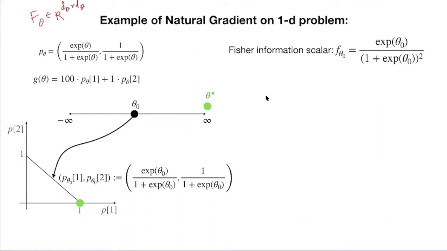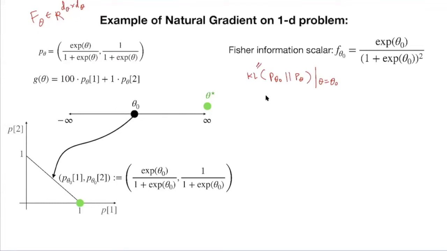I've already computed this Fisher information scalar for you. So the Fisher information scalar at theta 0 is just this quantity. Again, what's the Fisher information scalar? It is the second derivative of the KL divergence between P theta 0 and P theta, evaluated at theta equal to theta 0. So this is the Fisher information scalar. I've already computed this for you.